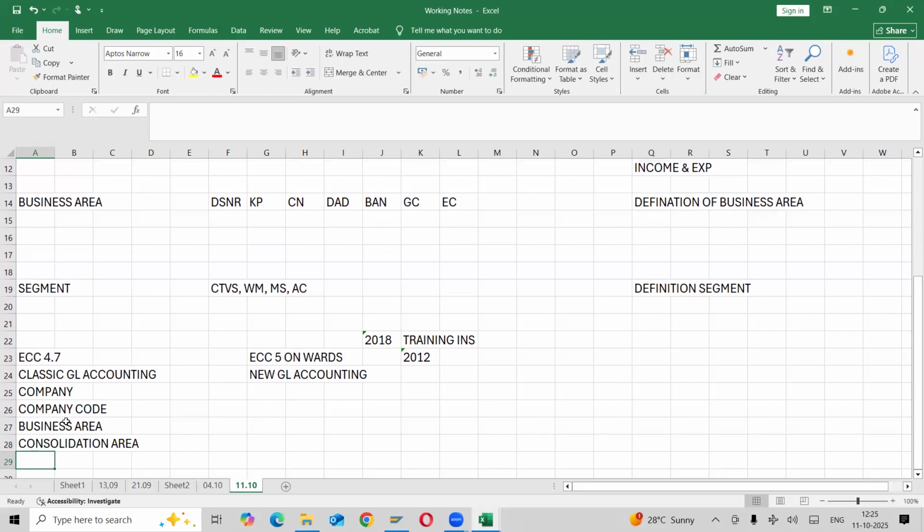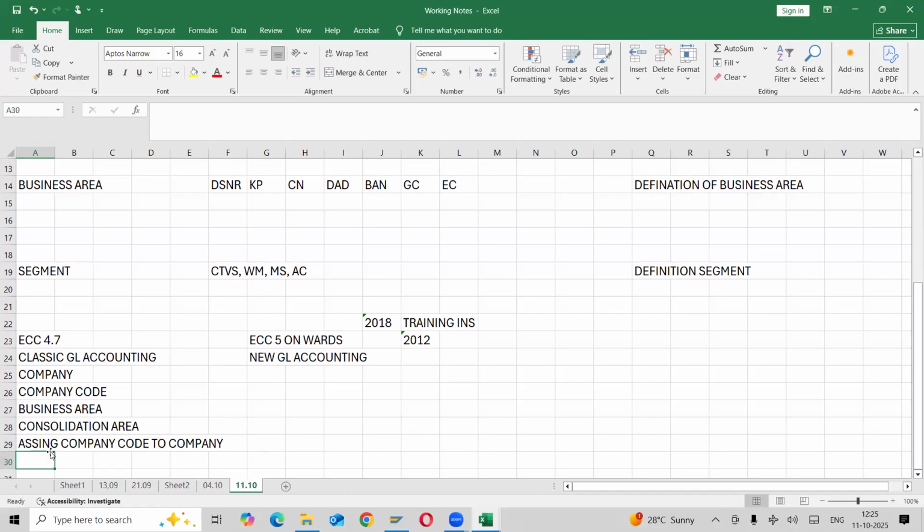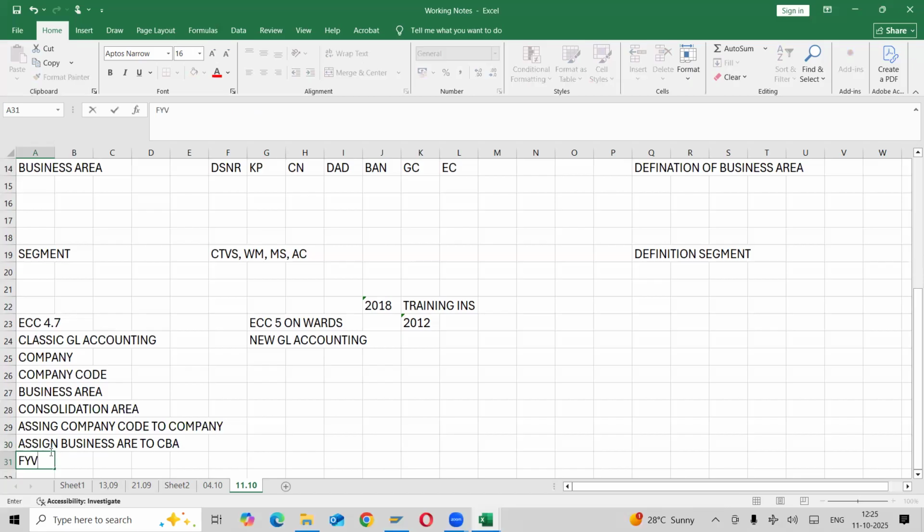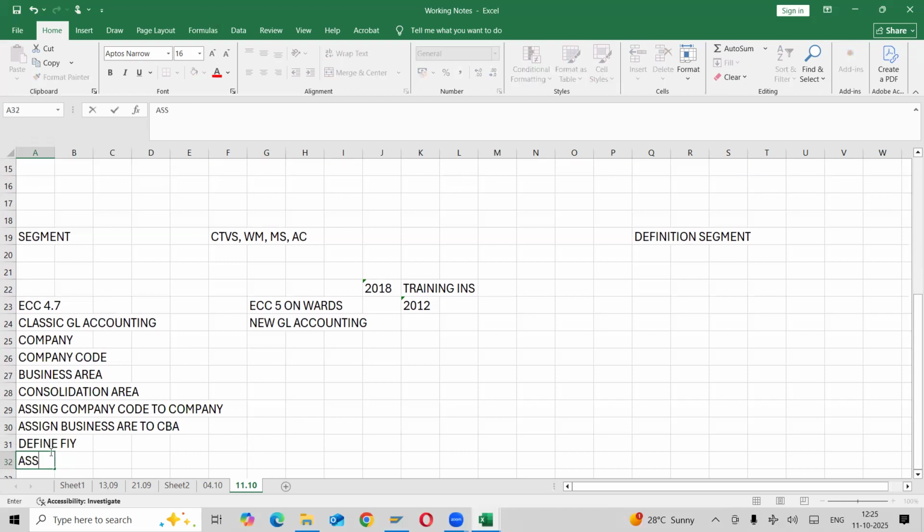So they will give the steps like this. First, definition of a company, company code, business area, assign company code to company. Next, assign business area to consolidation business area. Next, define fiscal year variant. Next, assign fiscal year variant to company code. Like this, they will give you 10 to 15 or 20 steps, and we will do the same practice.